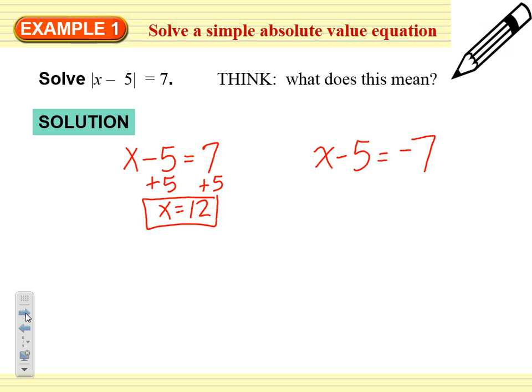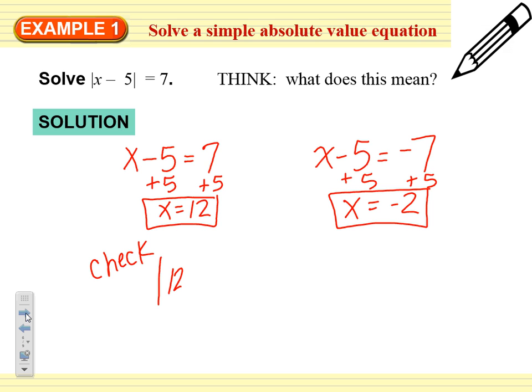12 would satisfy the equation. Add 5, x equals -2, or -2 would satisfy that equation. So I have two solutions. Both of them would satisfy that equation when we check them out. If you want to do a quick check, you just plug them back in.